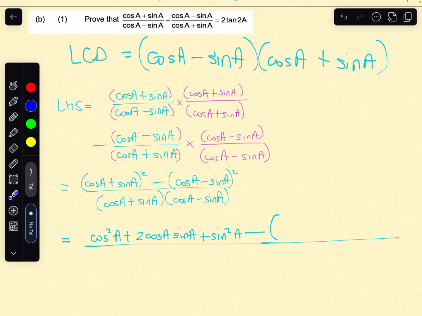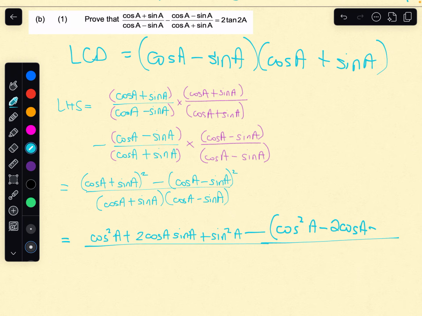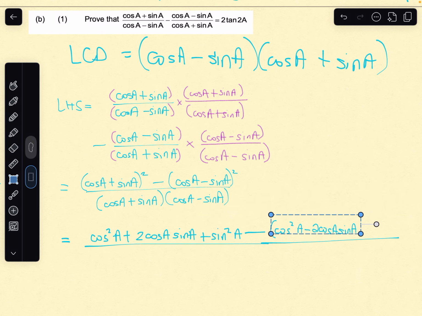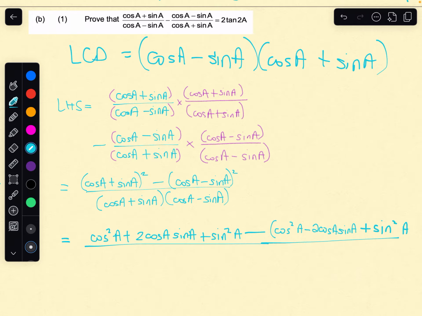So this is going to be cos A times cos A, which is cos squared A, and then we're going to have minus cos A sin A minus cos A sin A, so it's going to be minus 2 cos A sin A. And then the last term is minus sin A times minus sin A, which is plus sin squared A.